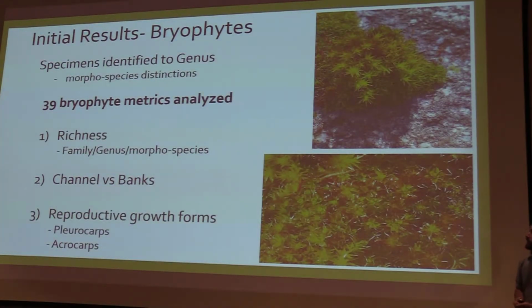At this time, we have 39 bryophyte metrics that we've analyzed. We identified our bryophytes down to genus level and also made our morphospecies distinctions. So at this time, we have richness based on family level, genus level, and these morphospecies level richness. We also developed metrics that were specific to the mesohabitats in which we found these bryophytes. We thought that it would be important because they respond on such a small habitat scale, that we may be able to see different signals from the bryophytes within the channel than those on the banks.